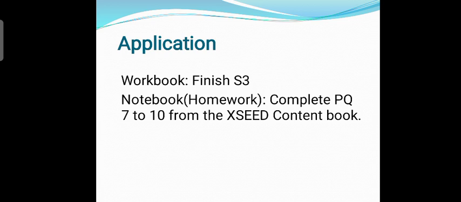Now you have to finish S3 of your volume book and you have to complete your practice questions from the Exceed content book based on today's learning. The picture of S3 is attached here. So we will discuss the question answers.